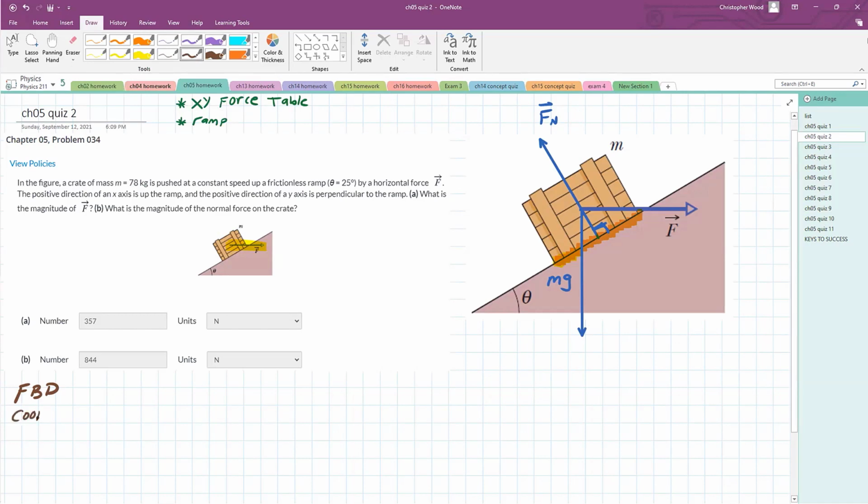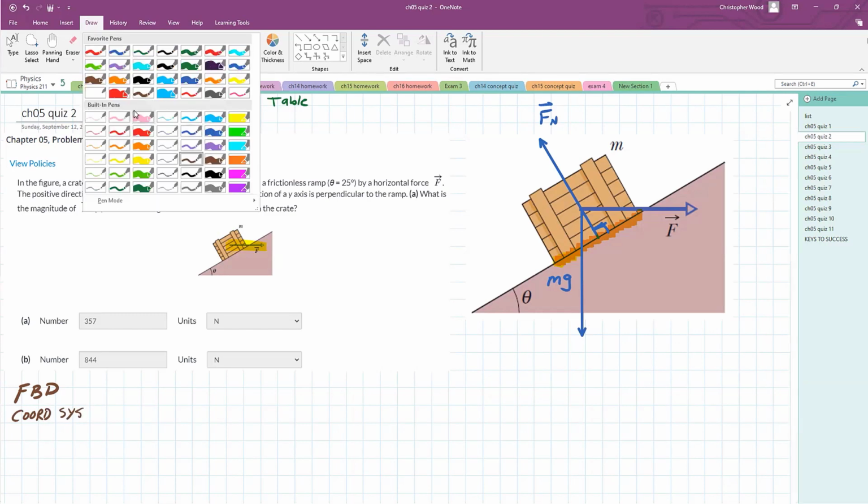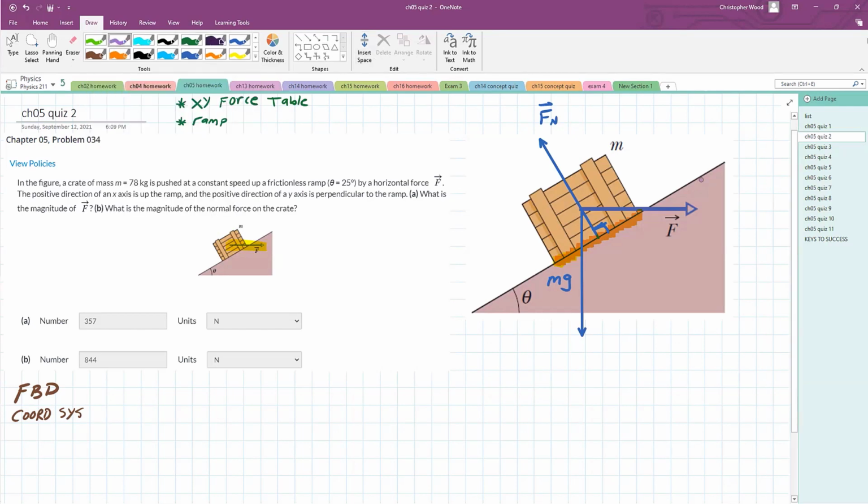Choose a coordinate system. Here's what I'm going to do for my coordinate system. This is new and revolutionary thinking. I'm going to call the x-axis going up the ramp. So I'm actually rotating my coordinate system. My x-axis is going up the ramp. My y-axis is perpendicular to the ramp. So I'm rotating my coordinate system. This is y, this is x. And I'm doing that because my object is moving within that coordinate system.